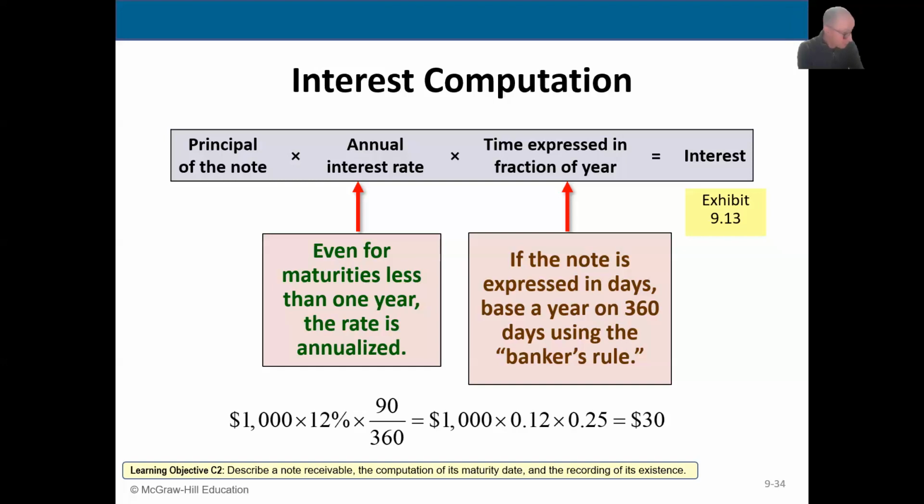Now you're saying, Dr. B, there's 365 days in a year, not 360. I know that. The reason why we use 360 days instead of 365 days is because of what we call the banker's rule. There are 360 banking days in a year. There's 5 bank holidays. Yeah, that's why we use 360 instead of 365. So we take $1,000 times 0.12. That's the decimal expression of 12%. Times 0.25. 0.25 is 90 divided by 360. You multiply all those together to get $30 is the interest amount.